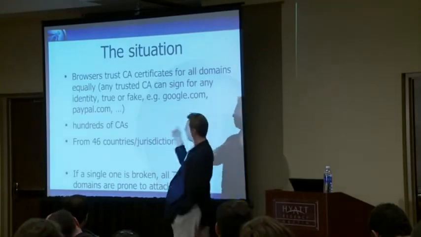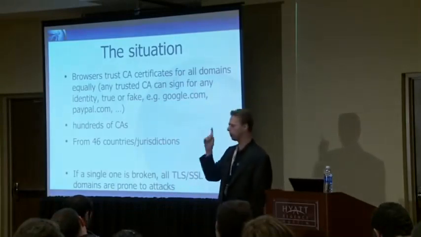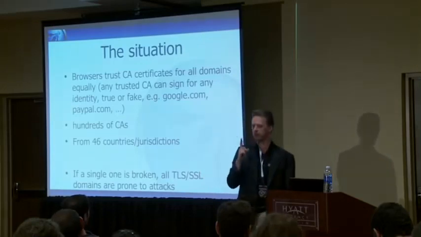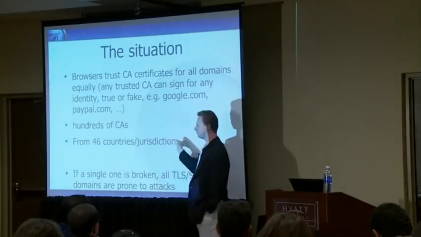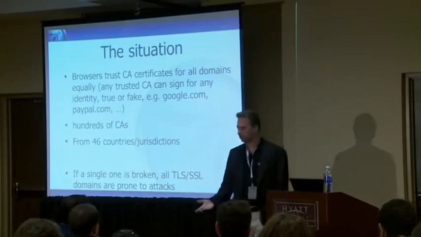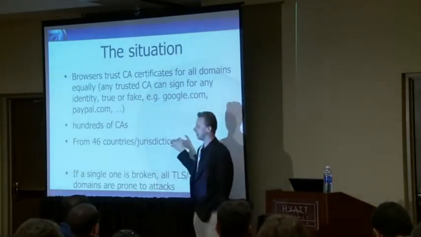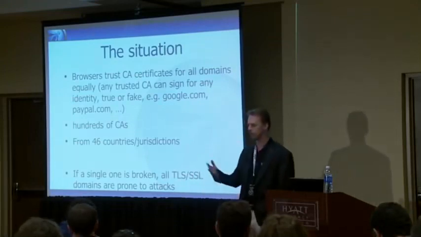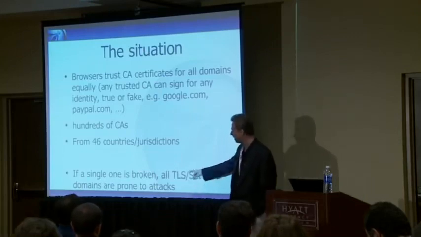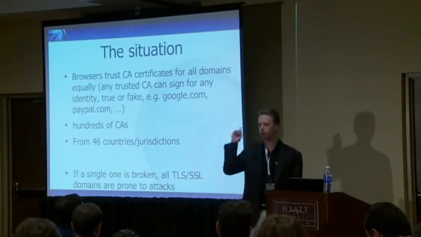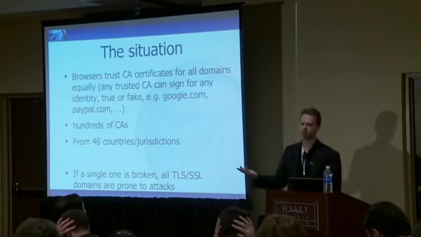Think about it: you have hundreds of CAs in about 46 jurisdictions or countries. Now imagine you need to breach only one. Only one single CA you need to breach, as an attacker or as a government. Because if the government goes to these companies in their country and says, you really have to do this for me, they really have to do it. So they can influence getting these certificates. Think about the Secret Service or something like that. If a single one of them is broken, basically all your TLS, SSL domains are prone to this attack. Only one of them needs a breach, and we are all thinking about what we can do with this model.